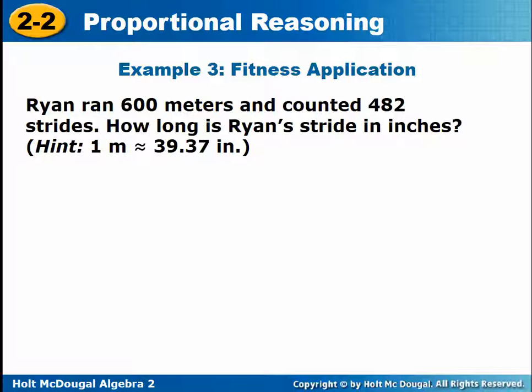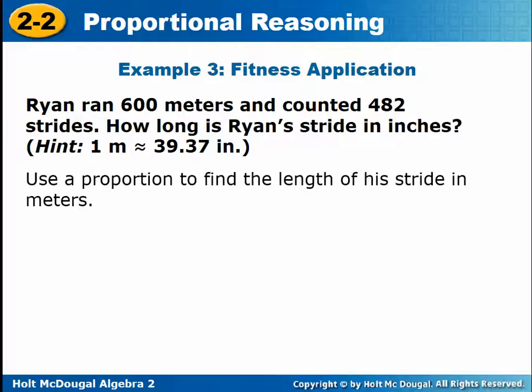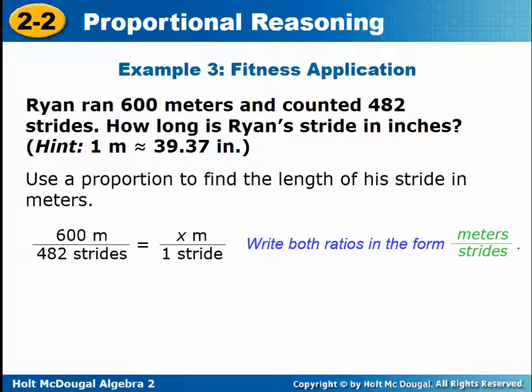Here's an example, and I'm going to just go through this. It says that Ryan ran 600 meters and counted 482 strides. How long is Ryan's stride in inches? Now they're telling us to use a unit conversion that 1 meter is about 39.37 inches. There are a lot of tables on the internet, and there's one on your worksheet that have unit conversions. I would not have memorized 1 meter is equal to 39.37 inches, but it's a useful conversion in this case.